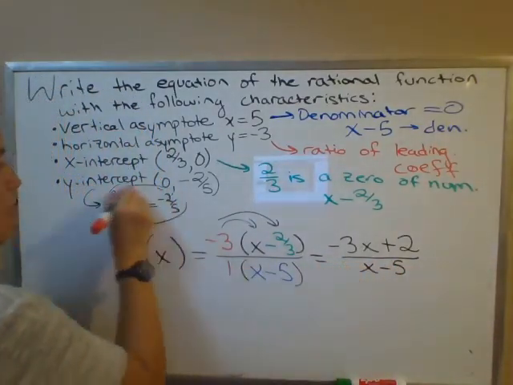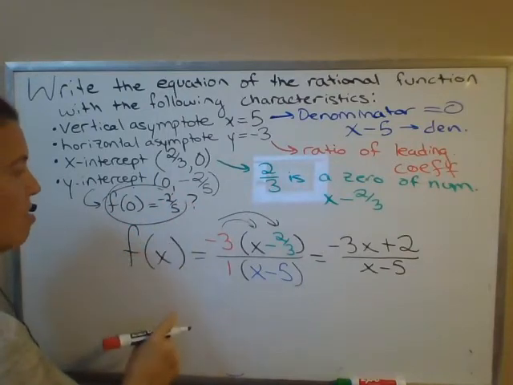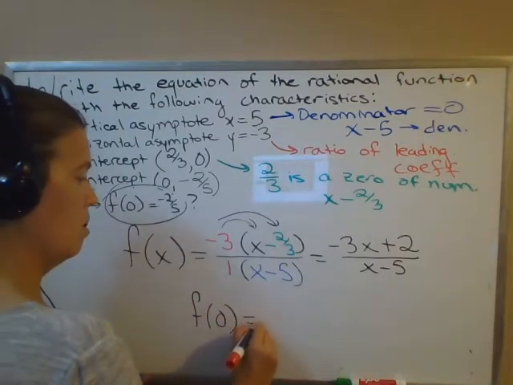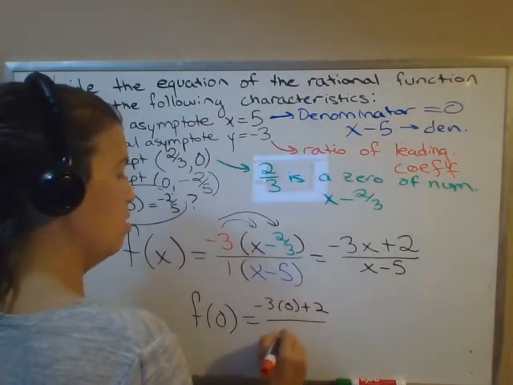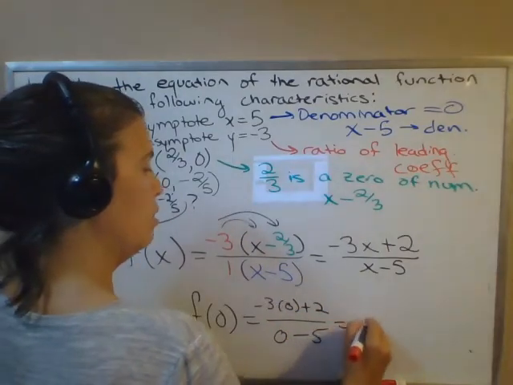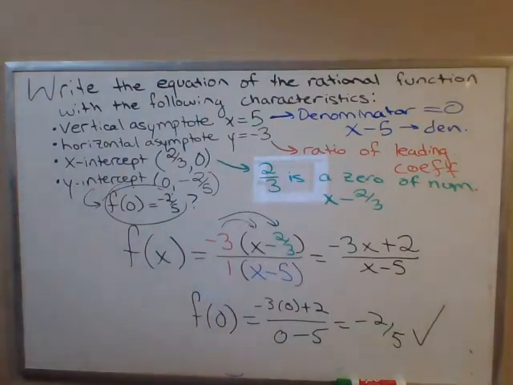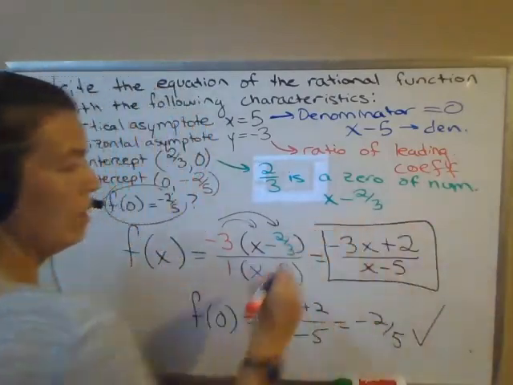Right now, I just want to verify that we've satisfied this condition here. So if I plug in 0, that'll be -3 times 0 plus 2, over 0 minus 5, which will give me -2/5. So I'm just verifying that the y-intercept for the function that we've built here would be -2/5. So this is the function that we're looking for.